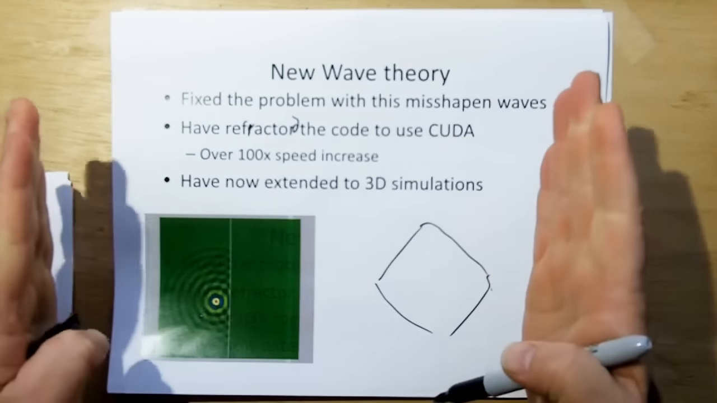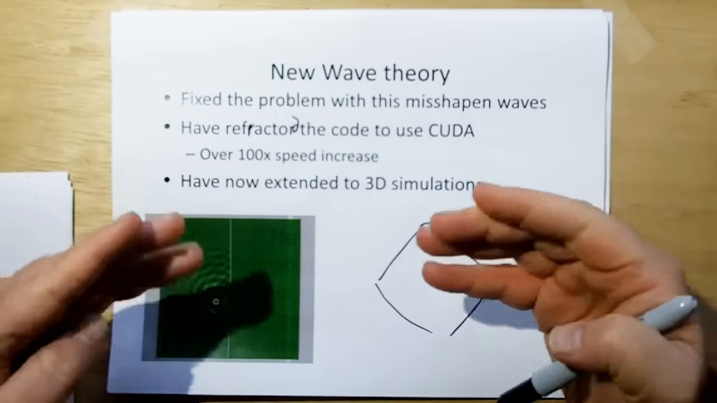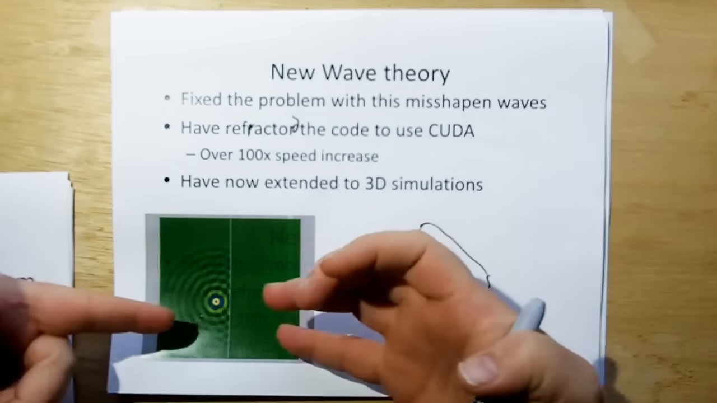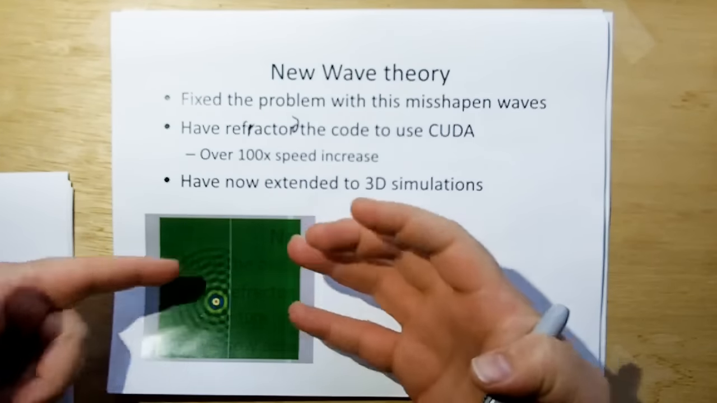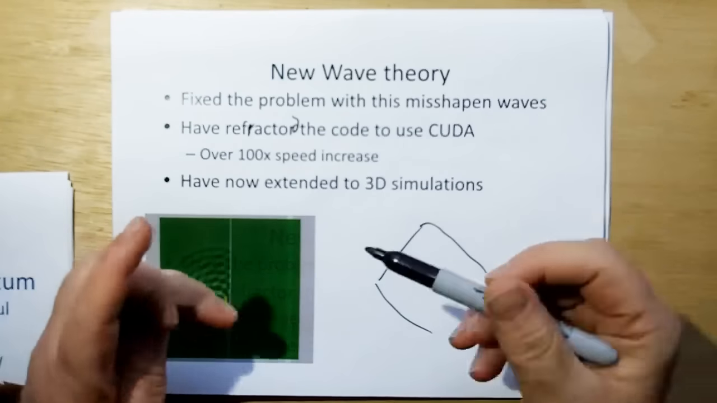But we have to do 3D to get the full effects that we're looking for, because an irrotational flow is not likely to happen on a 2D simulation. I think an irrotational flow needs a 3D simulation.